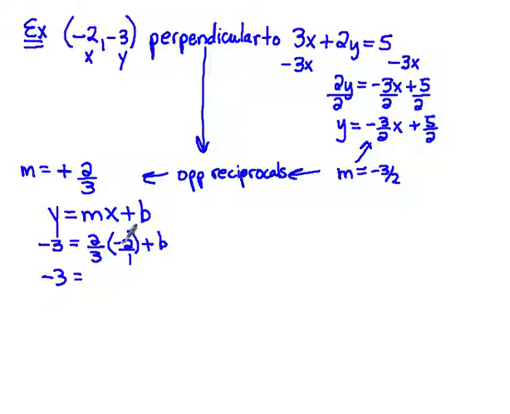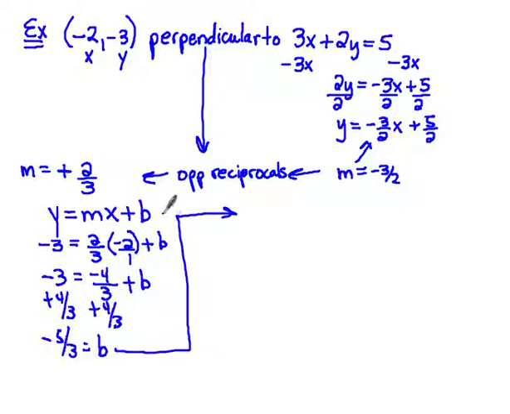2 times -2 is -4. 3 times 1 is 3. Now I need to add 4/3 to both sides. And using our calculator or common denominator, we get -5/3 equals b. So, to finish this off, we have y equals the slope 2/3 x plus the y-intercept, which is -5/3, so we just have -5/3.